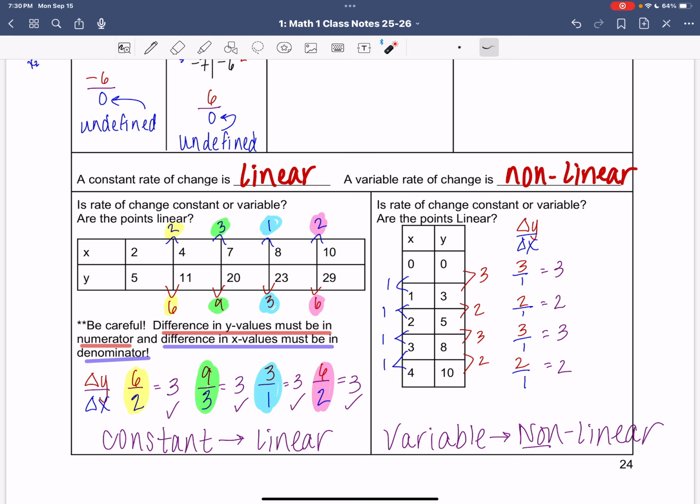Now variable would be here, you go 3 over 1, which is 3. So they all have to be 3 in order to work. Well, from here to here, it's plus 2. And then this is over 1. So 2 over 1 equals 2. So far, those are not the same. So right at this point, I could automatically say it's variable, which is nonlinear. But I continued the pattern throughout the whole table for you to see.